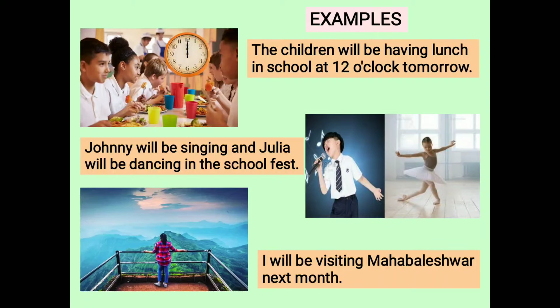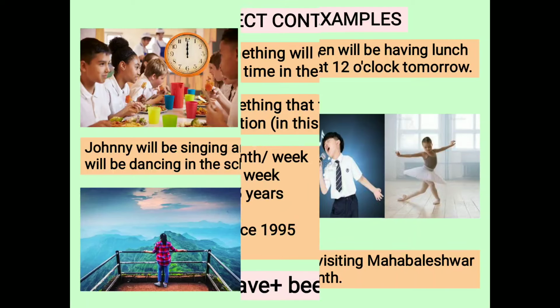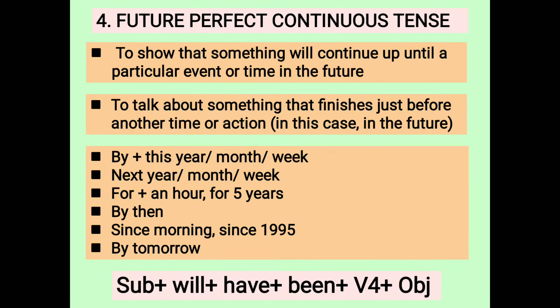So we are done with future continuous. Let us go to the last category of future tense, that is future perfect continuous tense. Now what are the uses of future perfect continuous? Let us see. It shows that something will continue up until a particular event or time in the future.